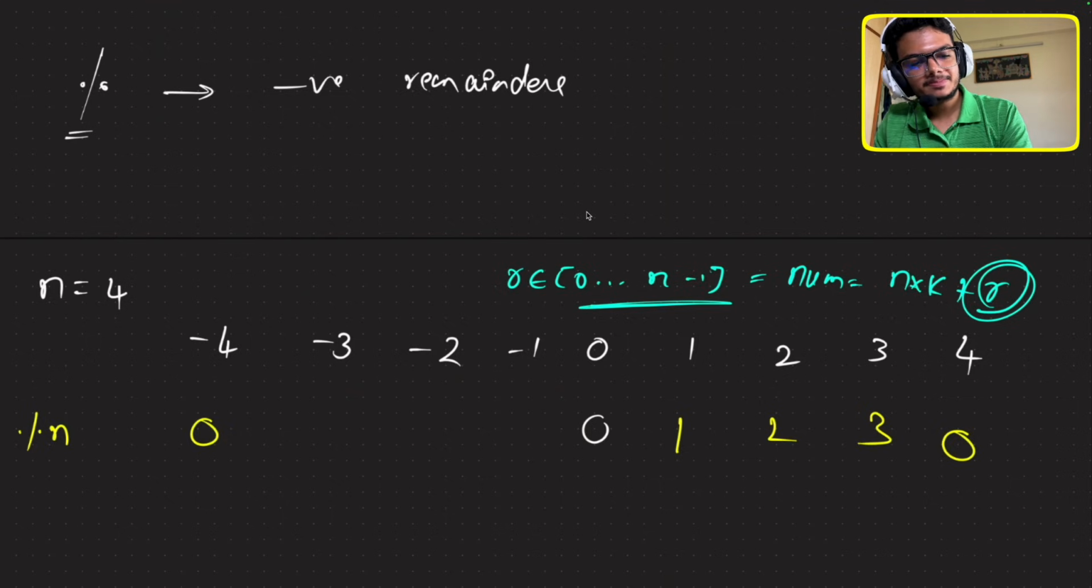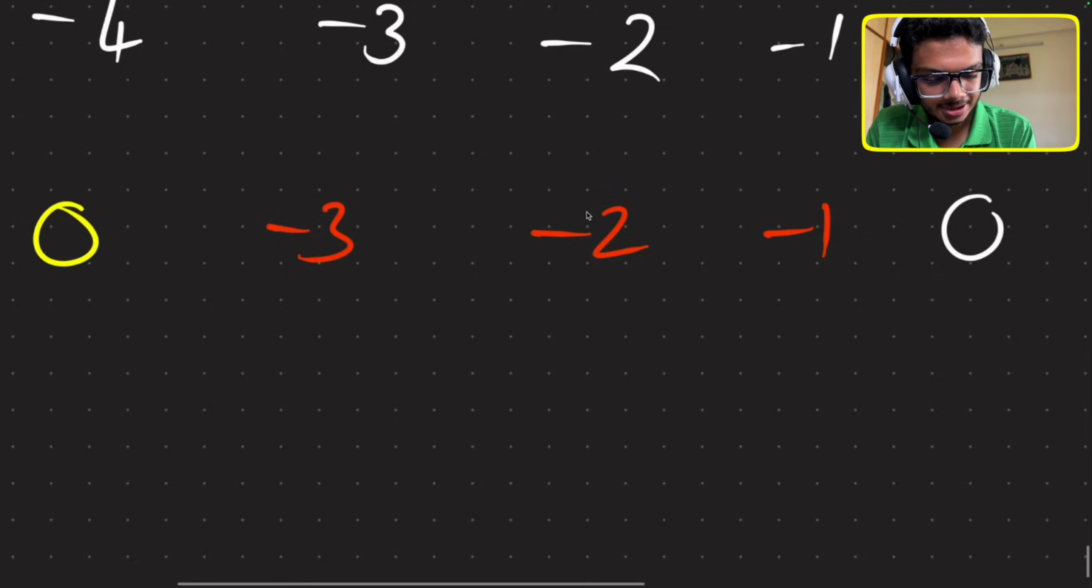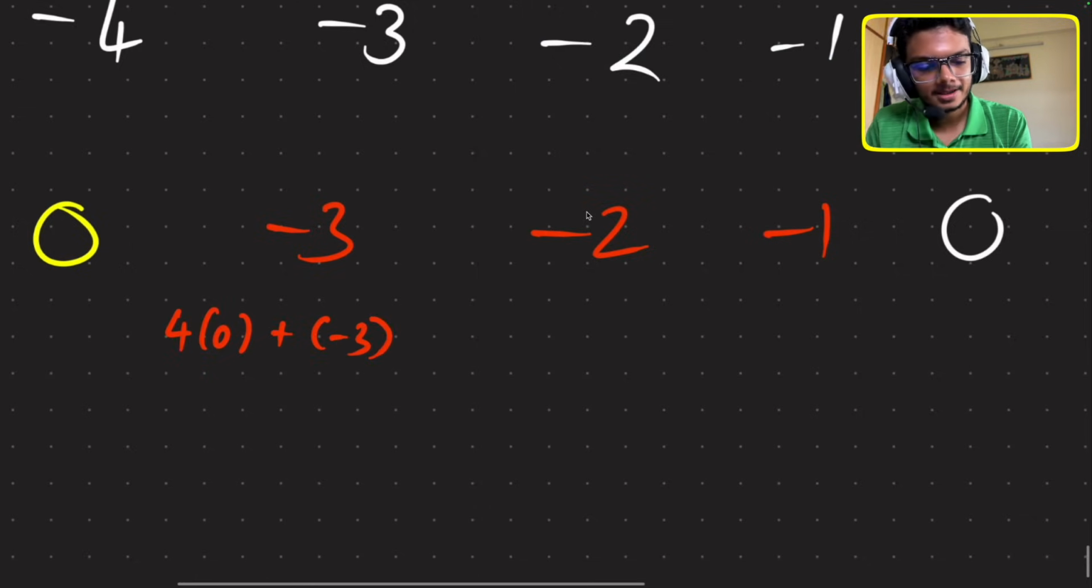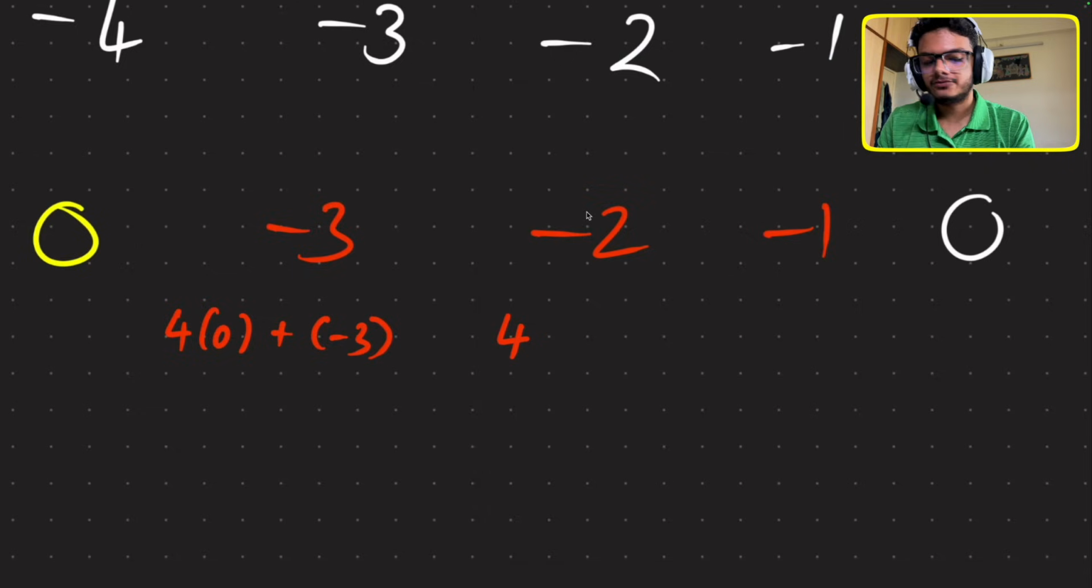But the problem with C++ is that here it leaves a remainder of -3. It leaves a remainder of -2. It leaves a remainder of -1. So why does it do this? It is actually calculating this -3 like this: it shows that it is equal to 4 into 0 plus minus 3. It is representing this minus 2 like 4 into 0 plus minus 2, and so on, right? So this is the fundamental problem with how C++ calculates the remainder.